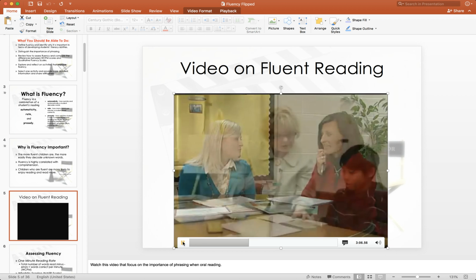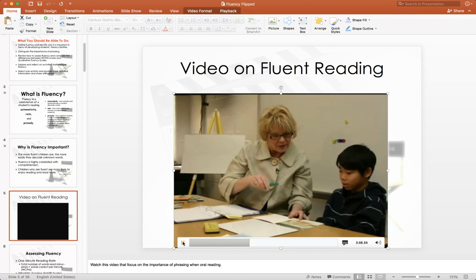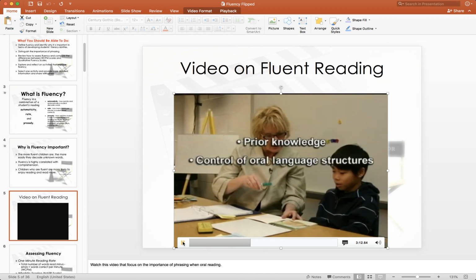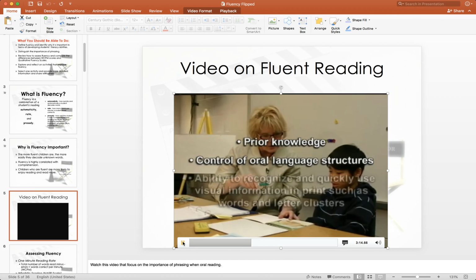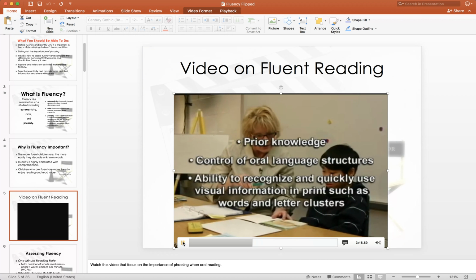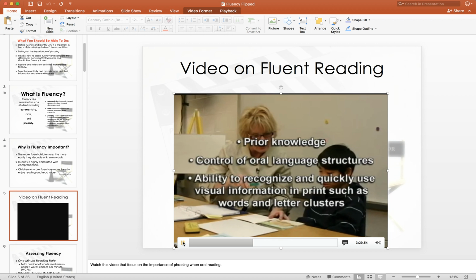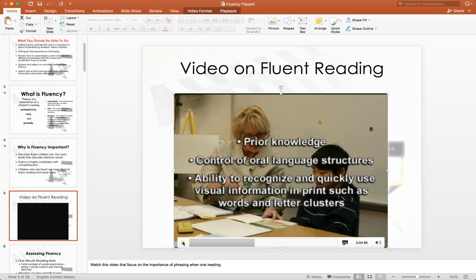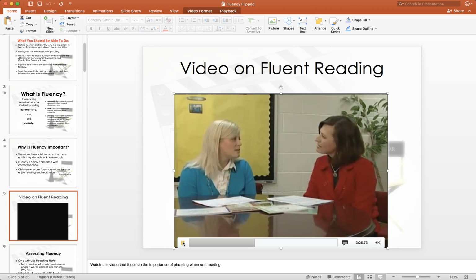So, phrasing in fluent reading is influenced by a child's prior knowledge, control of oral language structures, and ability to recognize and quickly use visual information in print, such as words and letter clusters. What can teachers do to help children put all these sources of information together for phrased and fluent reading?